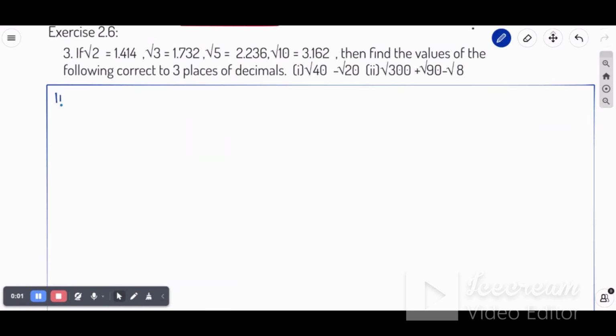Let's move on to the second part of this question, which is nothing but square root of 300 plus square root of 90 minus square root of 8. So here also the first and foremost step will be to factorize all your numbers.